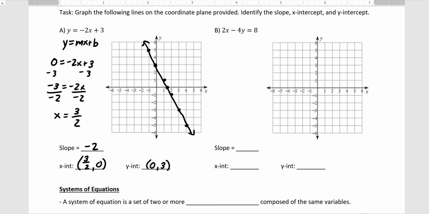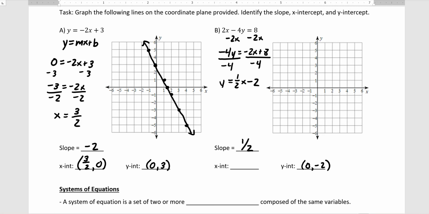Letter B is in standard form, and the easiest way to graph this is going to be to get it in slope-intercept form. So let's subtract 2x from both sides. So I have -4y equals -2x plus 8. And then I'm going to divide by -4. When I do that, I'm going to get y equals -2 divided by -4 will give me positive 1/2 x, 8 divided by -4 would give me -2. So now that I'm in slope-intercept form, I can see that my slope is 1/2. My y-intercept is (0, -2), and let's graph this.